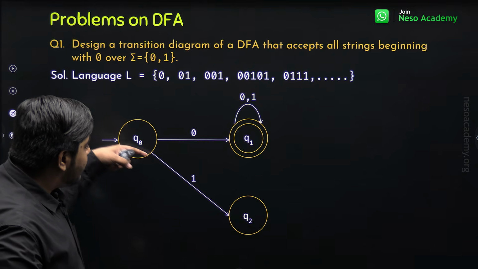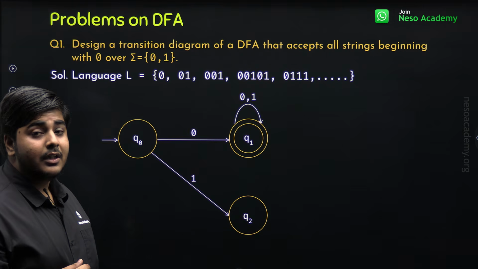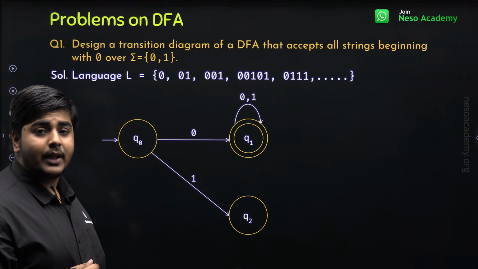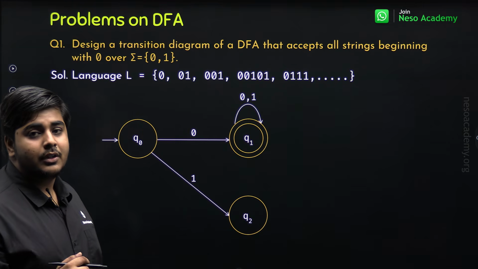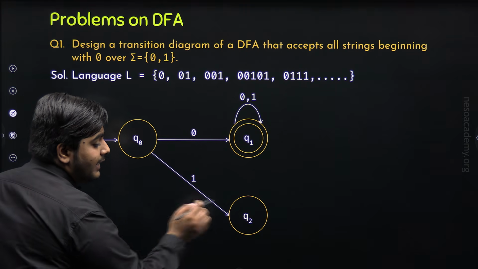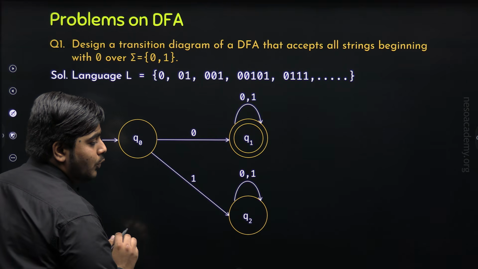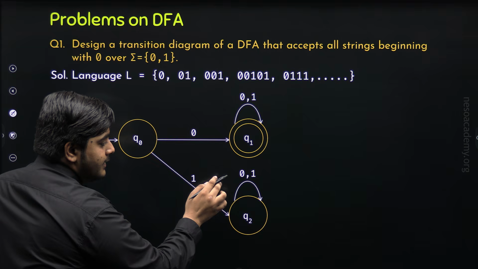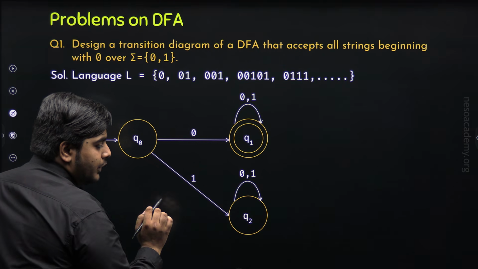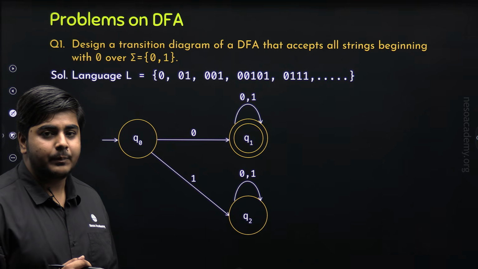Now, if the first symbol is 1, it doesn't matter what comes after that, because once the string is started from 1, it will be rejected. So after that, if we get any other symbol, we will still remain at the dead state. And for this reason, we will simply create a self loop for both the input symbols 0 and 1 over the state Q2. Now we can say that this is a valid DFA.